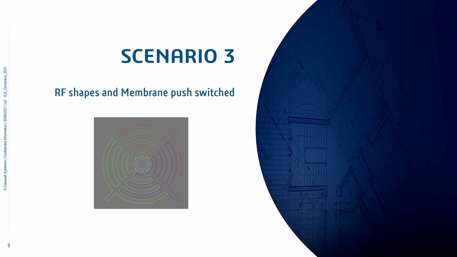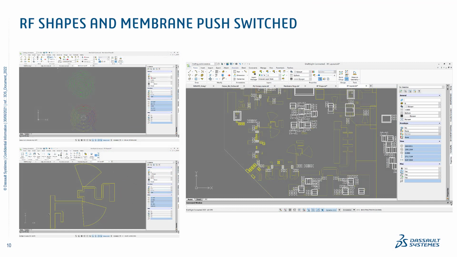Now we're getting to the fun part. RF shapes and membrane push button switches and some specialized things that can be done inside mechanical software much easier than it can be done inside the PCB layout software. So here's the membranes. There is some RF shape and RF layout. So how do we deal with that inside DraftSight to help our colleagues on the PC board layout end of it?